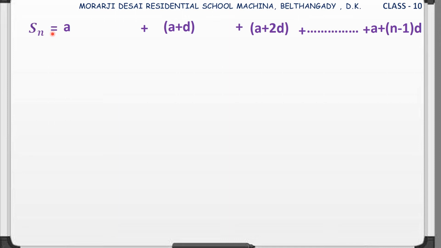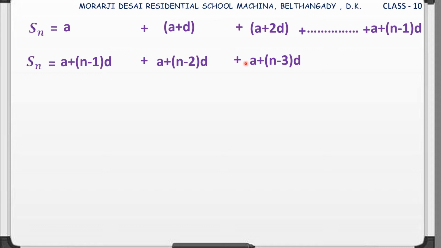Now, as we did previously, reverse this AP. That is, Sn is equal to a plus n minus 1 into d, plus the previous term, a plus n minus 2 into d. Then the previous term of that is a plus n minus 3 into d, and it goes on. And here the first term, that is a. This is the same AP we have written in two different ways.